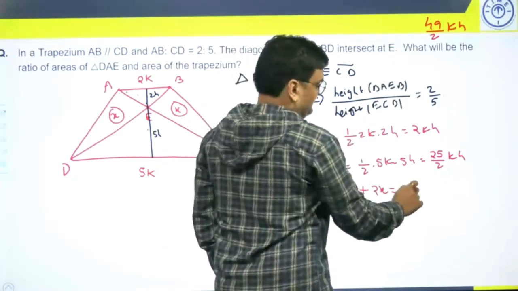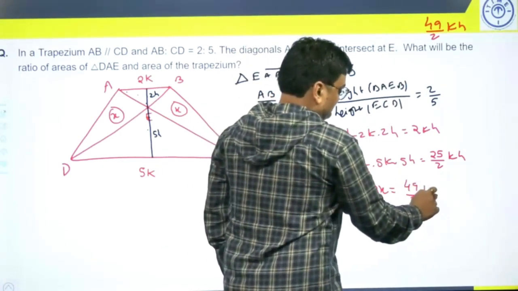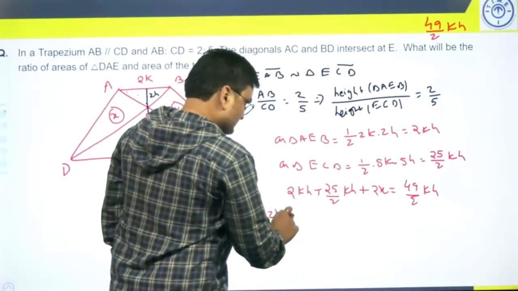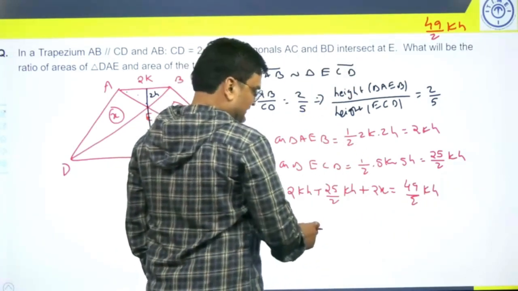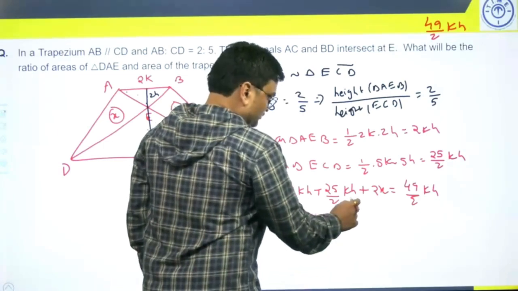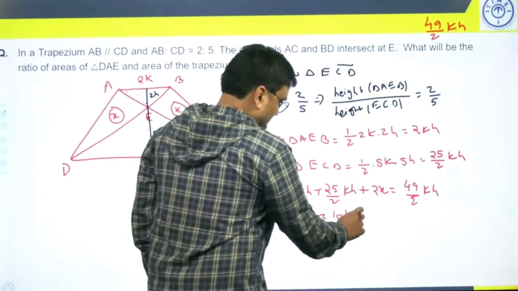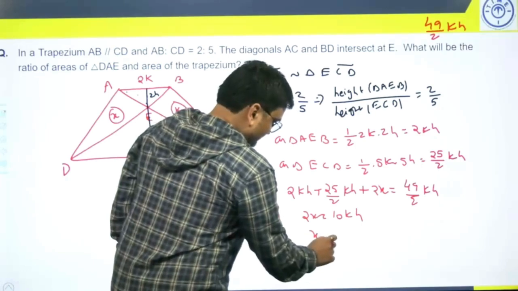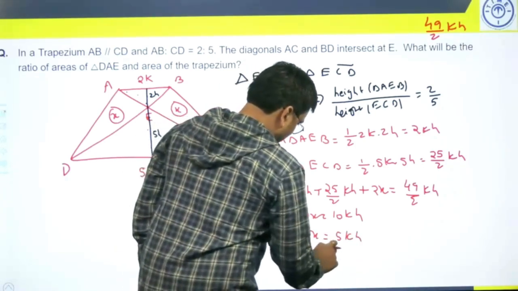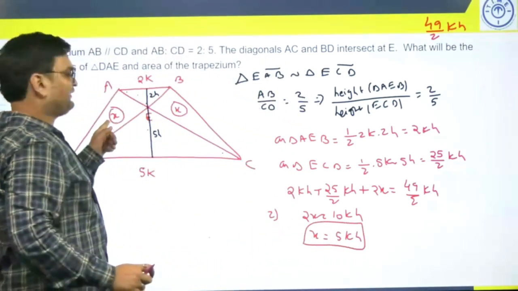This will be equal to the area of the trapezium. So when you solve this, 29 by 2 we will take to the other side. So 2x will be equal to 20 by 2, that is 10k, so x will be equal to 5k. So this area x is 5k.